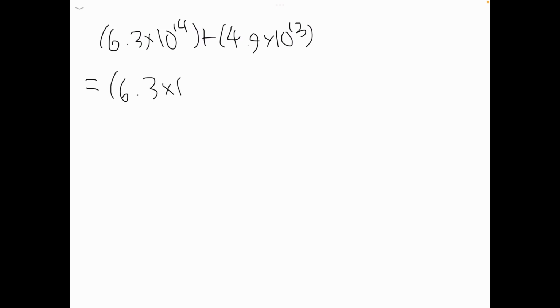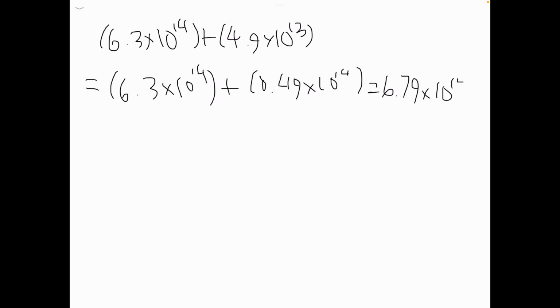To add or subtract numbers in standard form without your calculator, write them in full form first. Or you can also use the matching powers of 10. For example, 6.3 times 10 to the power 14 plus 4.9 times 10 to the power of 13 is equal to 6.3 times 10 to the power 14 plus 0.49 times 10 to the power 14, which is equal to 6.79 times 10 to the power 14.